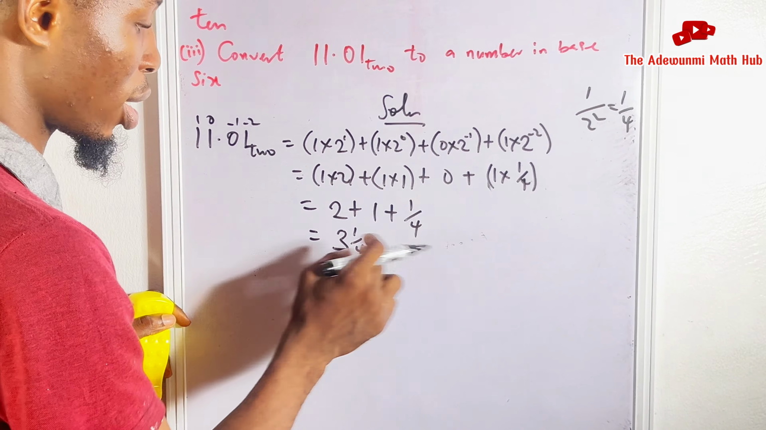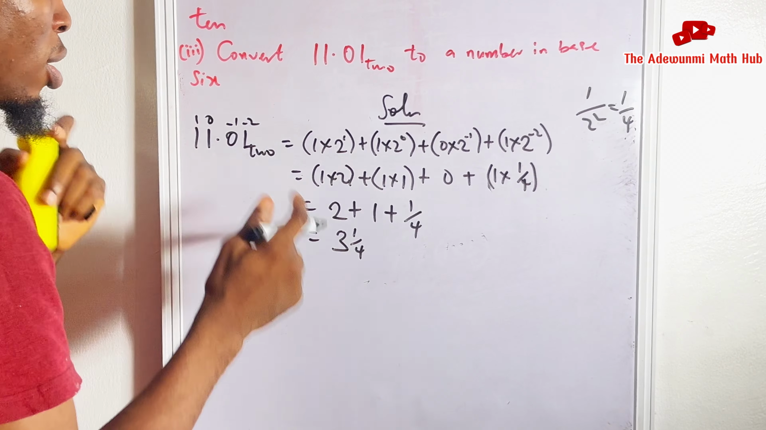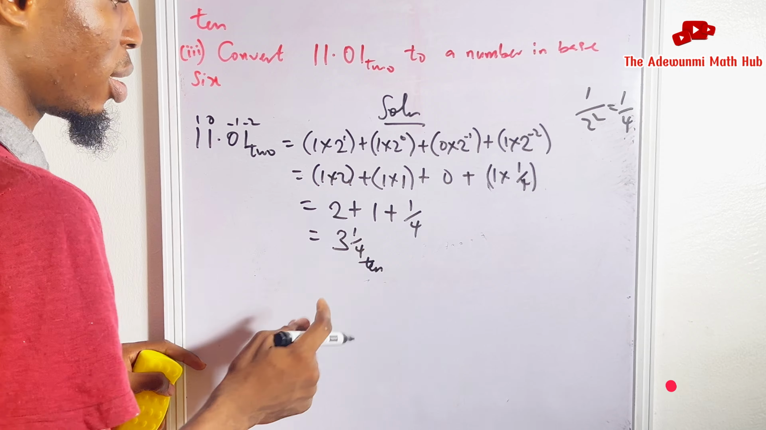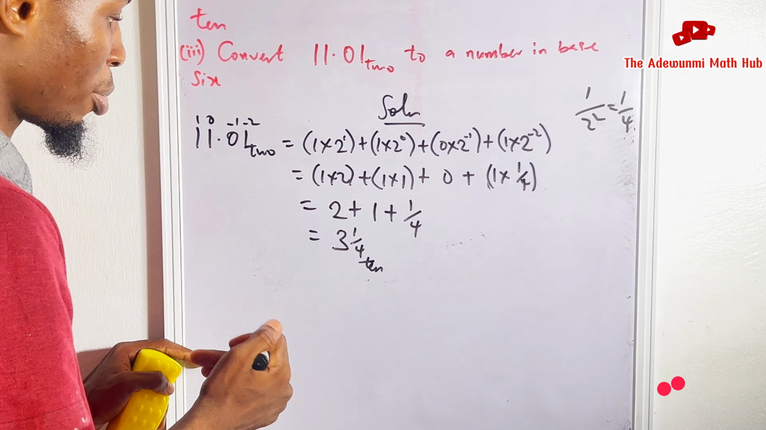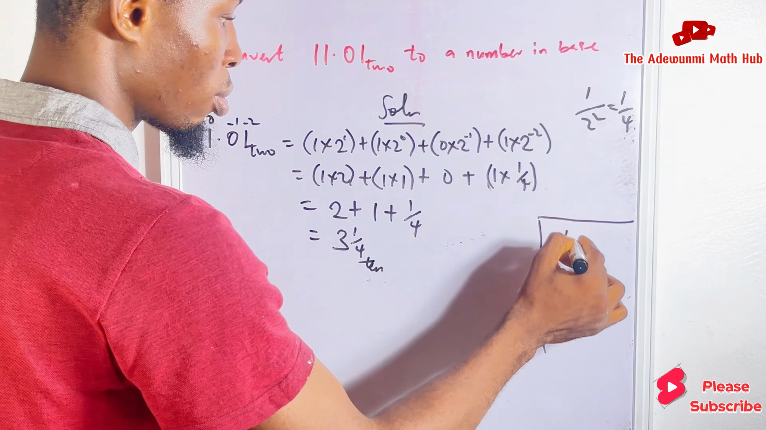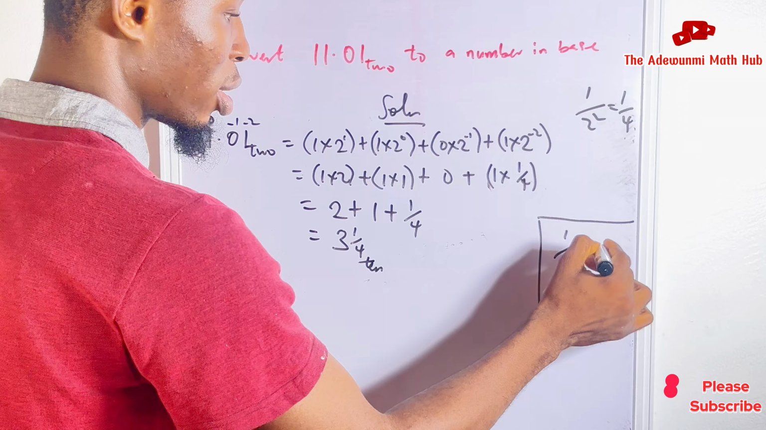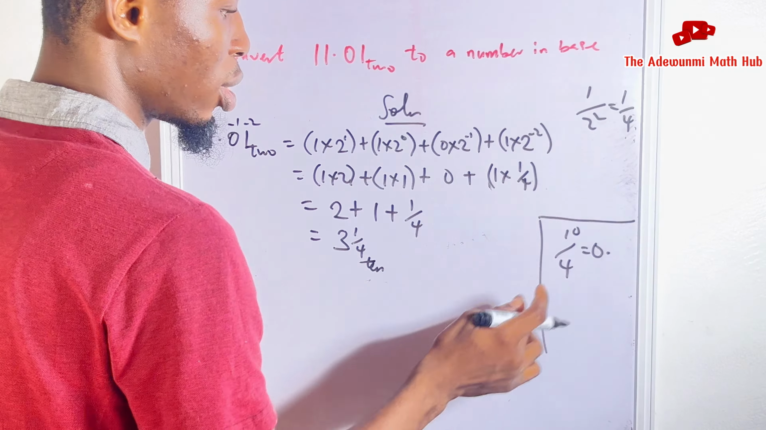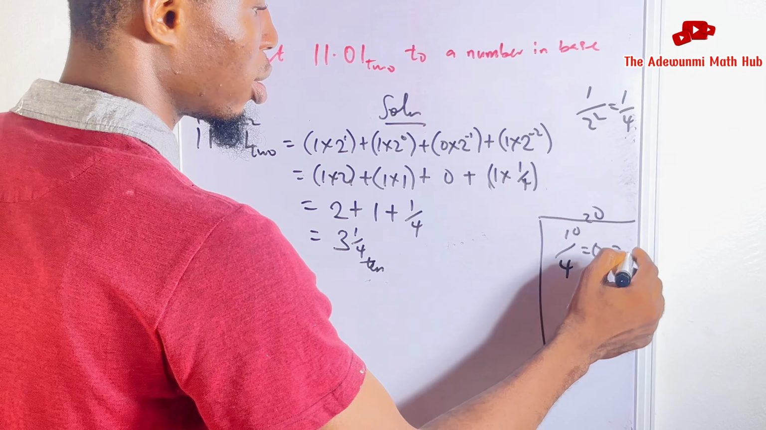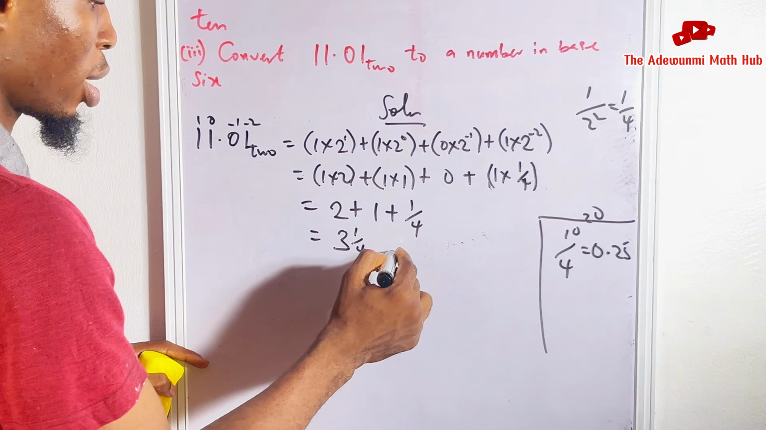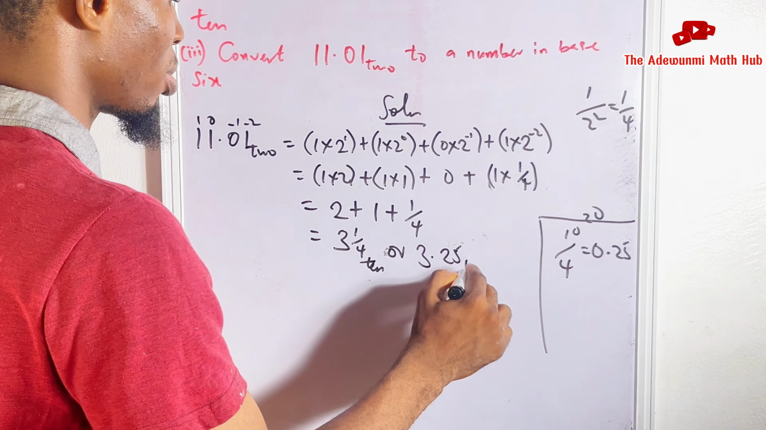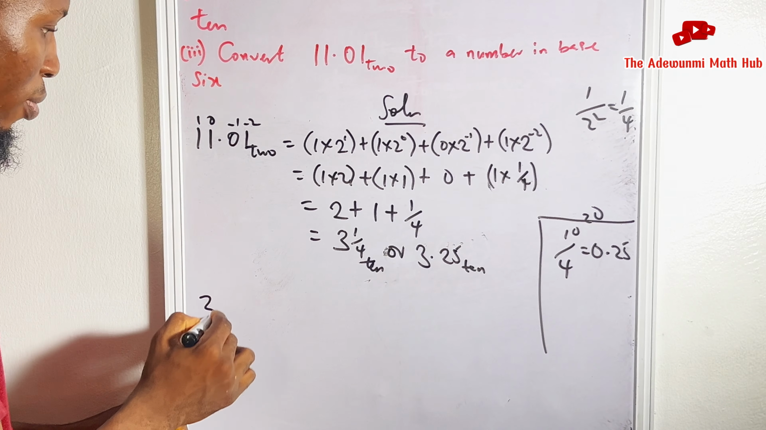Now we want to convert this to a number in base 6. First, we need to convert this to a decimal. So what is 1 over 4? Put it in decimal. 4 in 1 is 0, so you add 0 to this. 4 in 10 is 2, remainder 2. Add 0. 4 in 20 is 5. So 0.25. So we can say this is also 3.25.